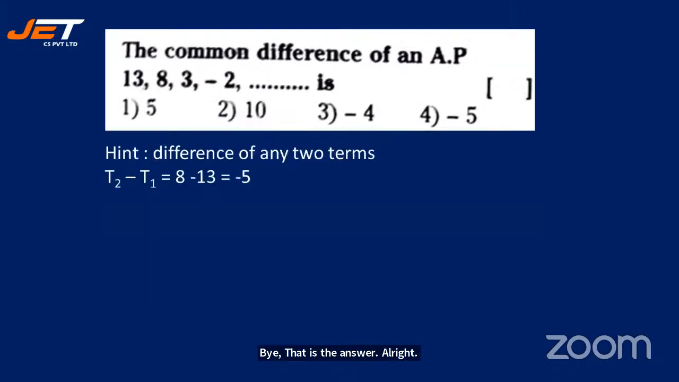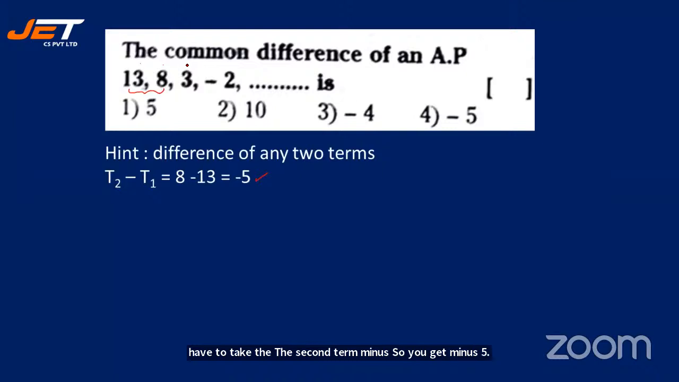Yes. Now let's do the second one. The common difference of the arithmetic progression 13, 8, 3, -2, and so on is dash. So this also is already done for you, because how do you find the common difference? In an arithmetic progression, second term minus first term, third term minus second term. If you want to check whether the given terms are in arithmetic progression, take the second term minus the first term. So you get -5.